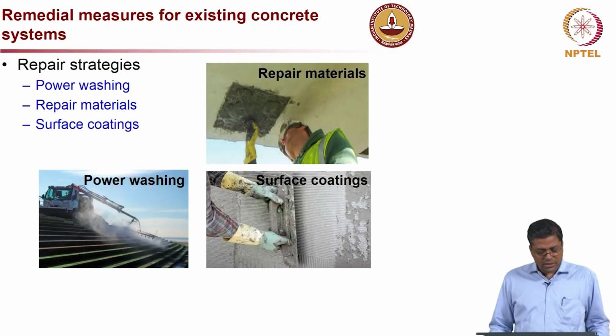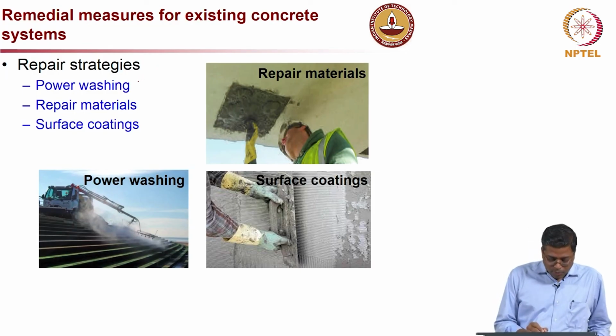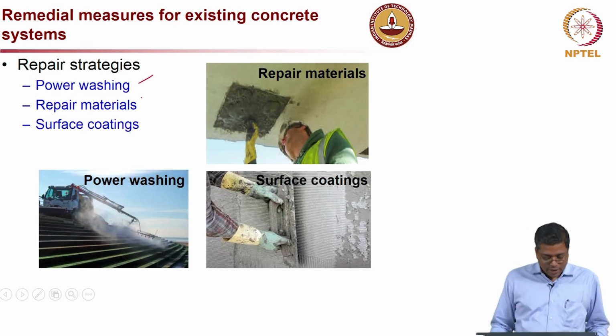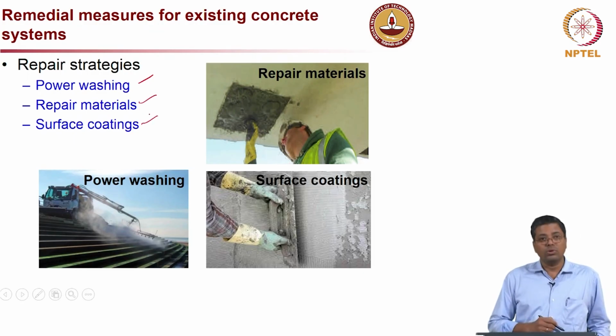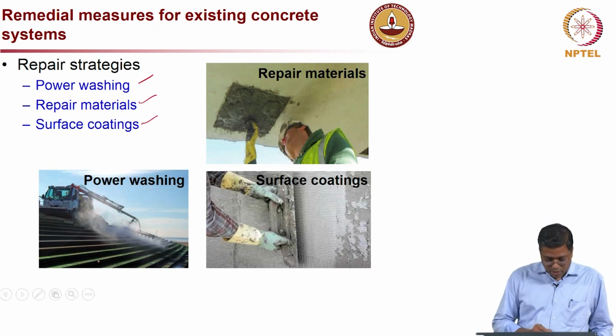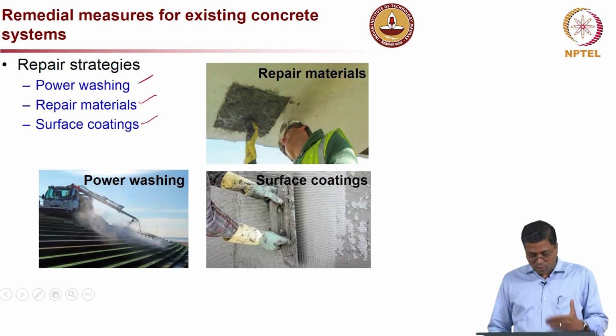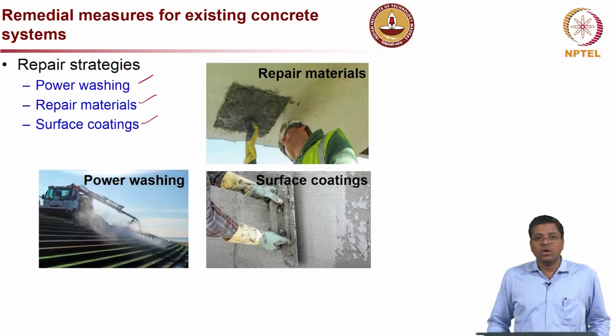Now, different repair strategies for existing concrete systems, especially when we talk about this biological attack, is what I am talking about here. One is power wash: basically clean, and then use good quality repair material and good quality surface coating. In the picture on the bottom left you can see power washing, but of course you have to think about what pressure is to be used, and it is good when you are talking about large surface area, otherwise it may not be economical.